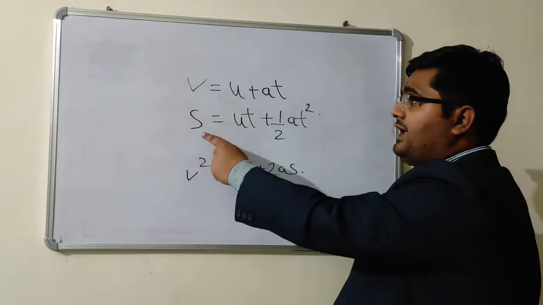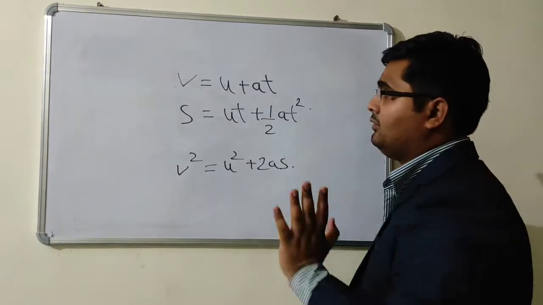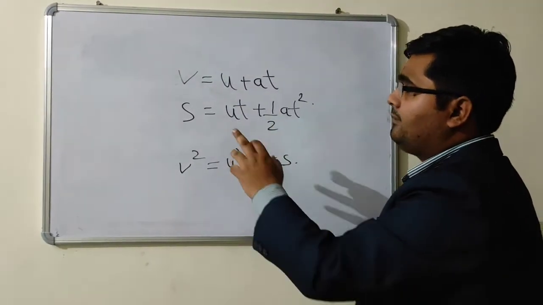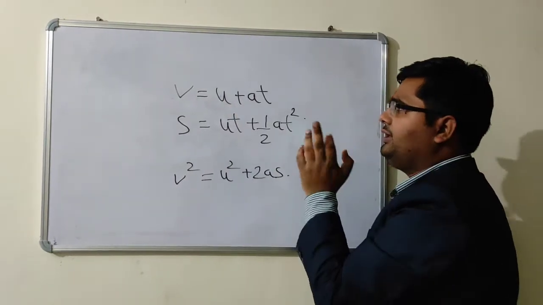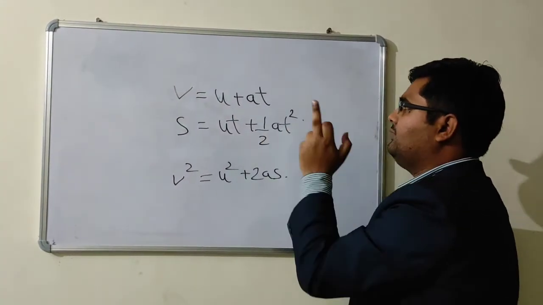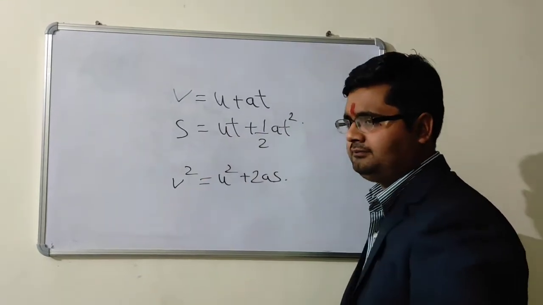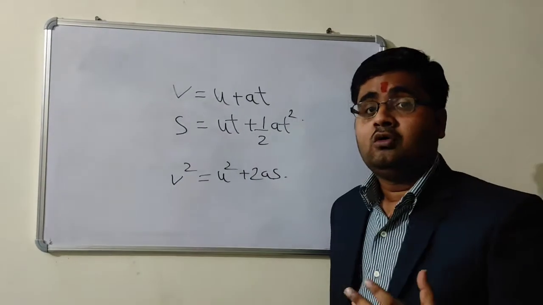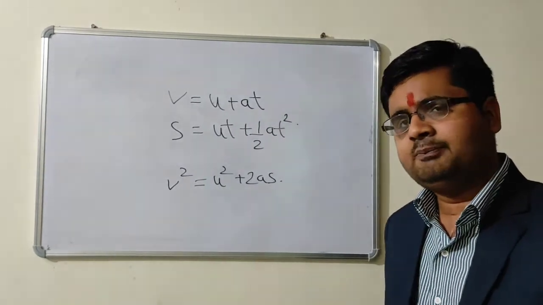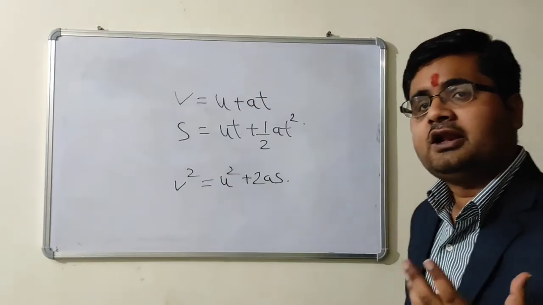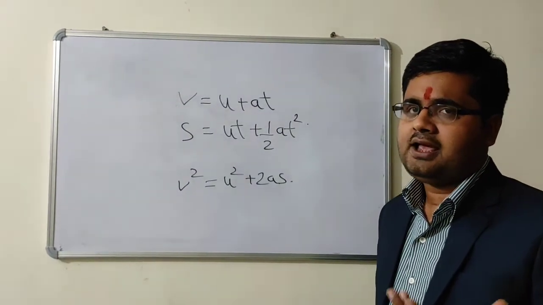Now you will think, what is S? S is the displacement. So all the terms are clear. V is final velocity, U is initial velocity, A is acceleration, T is time, S is displacement. Now you should know what is acceleration. Acceleration is simply defined as the rate of change of velocity.